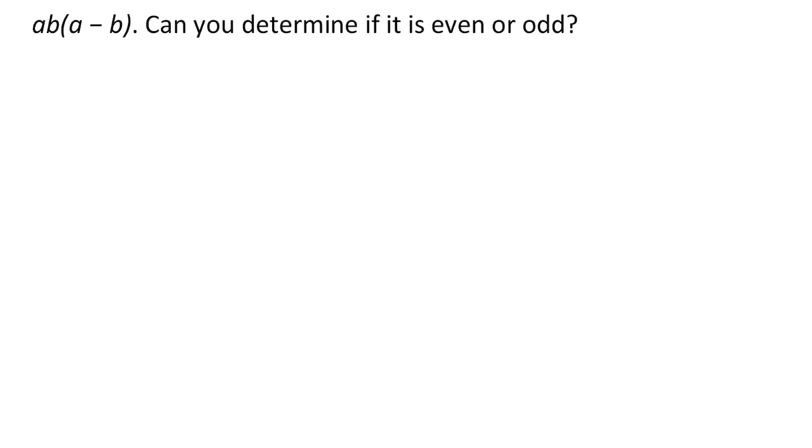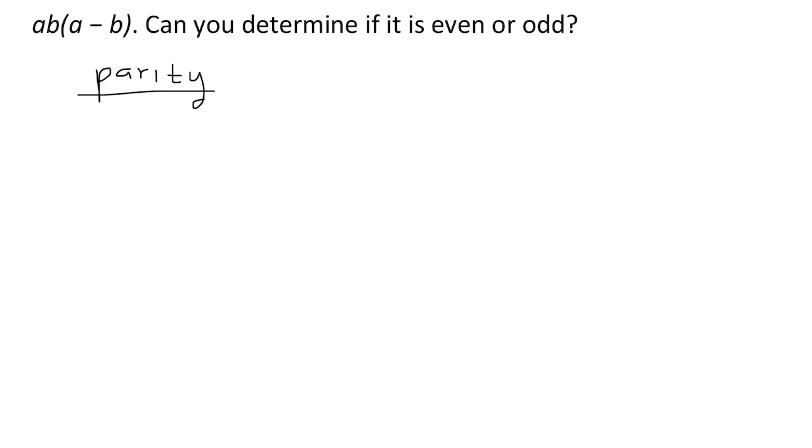Given 2 integers a and b, consider the number ab(a minus b). Can you determine if it is even or odd? Okay, now to answer this question, we need some knowledge of what we call parity. Parity is basically the property of a number to either be even or odd.